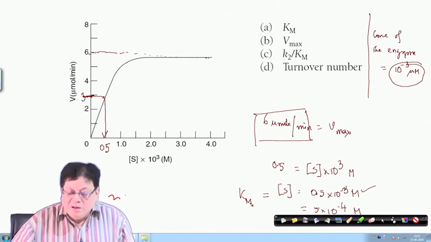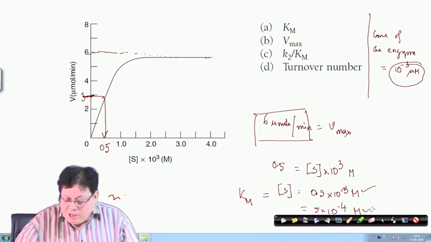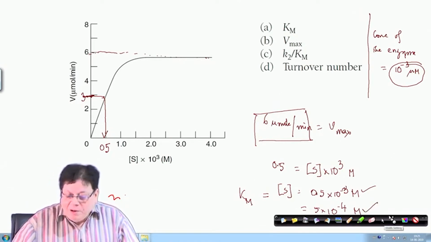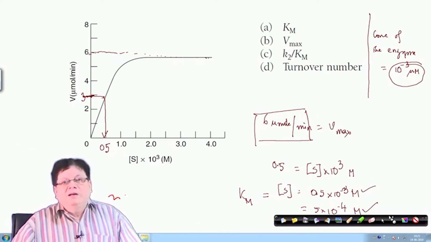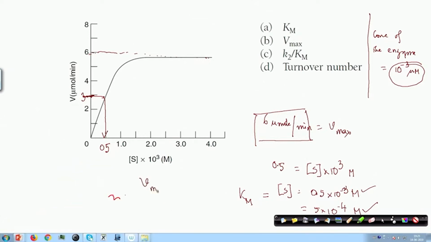So, now we know what Km is and what Vmax is. What is the third parameter? That is, you calculate k2 by Km. We already have the Km value, but we do not have the k2 value yet. Now, remember from the Michaelis-Menten equation that Vmax is equated to k2 times the enzyme concentration. Remember, k2 is basically what? E plus S going to ES, and then ES going to the product P plus E.